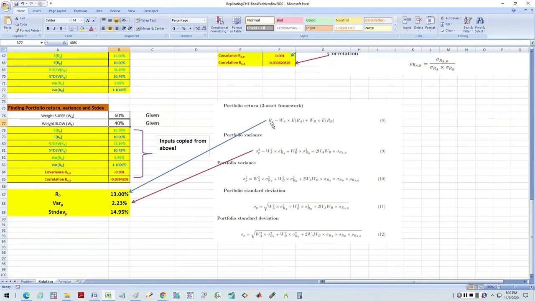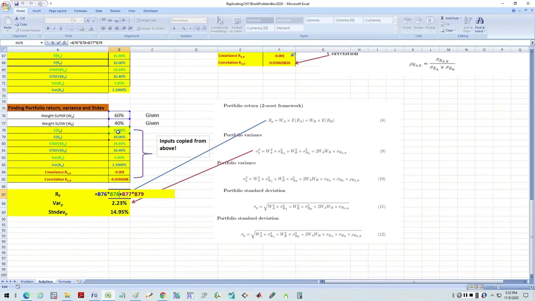So let's look at the formula. It says RP equals weight of A times expected return of A plus weight of B times the expected return of B. All right, so weight of A is 60%. The expected return of A we have already calculated is 15%. Weight of B is 40%, and the expected return on B is 10%. Okay. So we just apply the formula. So we have B76 with 60% times B78, which is 15%, plus the 40% and 10%. Okay, that gives us RP of 13%. Okay. Pretty straightforward. So the second thing we need to do is to calculate the variance of the portfolio and then the standard deviation of the portfolio.